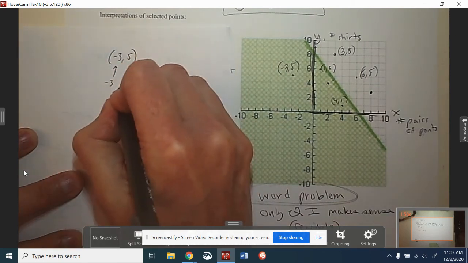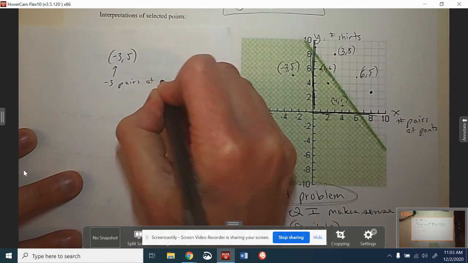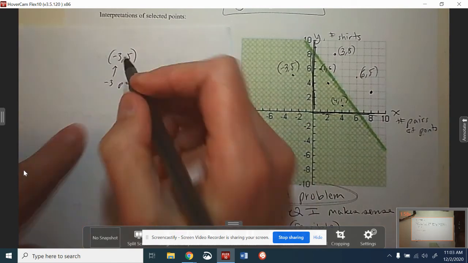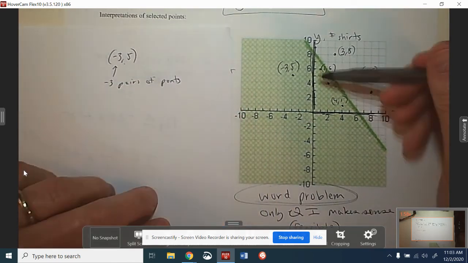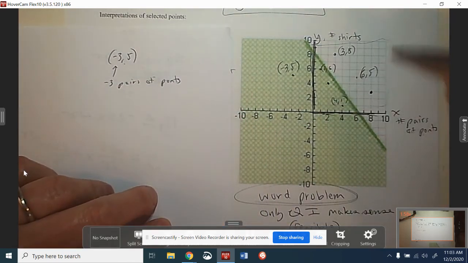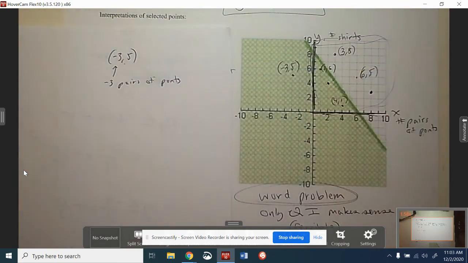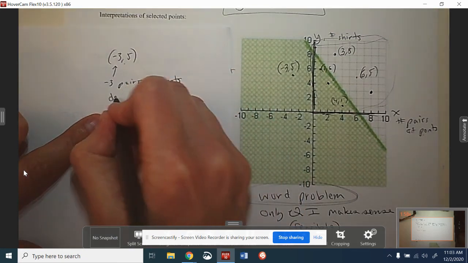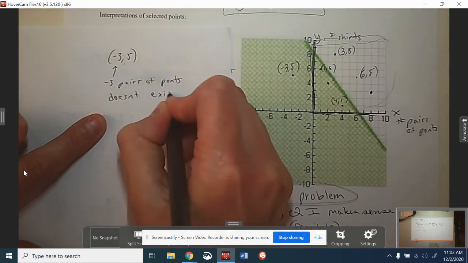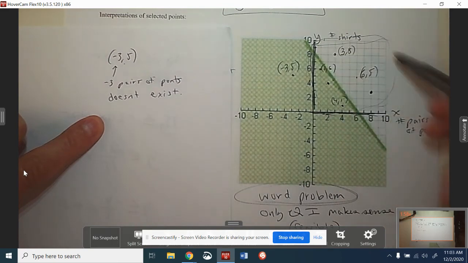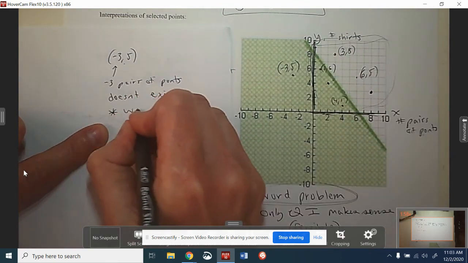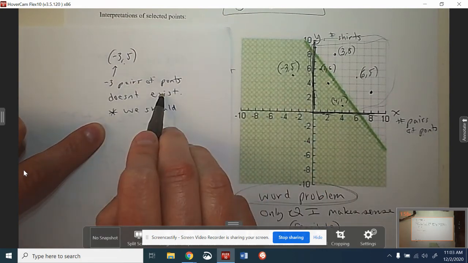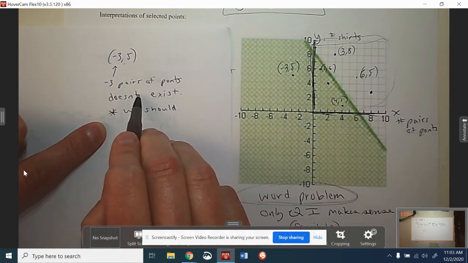This represents -3 pairs of pants. We can stop right there. This makes no sense at all. This point is not in what we call the feasible region. It's not in the part of the graph that's reasonable. So -3 pairs of pants doesn't exist. So we should only be looking at points in quadrant 1. You don't have to write that -3 pairs of pants doesn't exist. You could write -3 pairs of pants doesn't make sense.